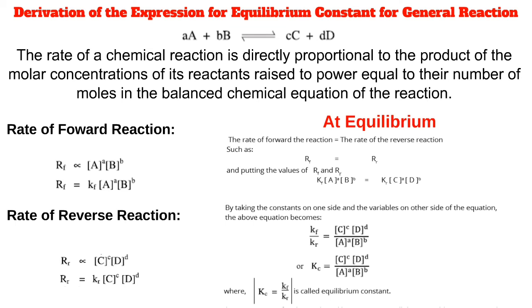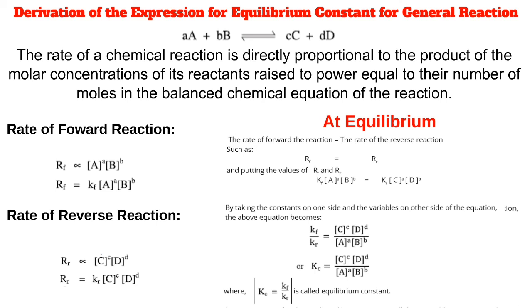On rearranging the above equation, we take the constant variables on one side and the reactants and products on the other side. We will get Kf by Kr is equals to product of products divided by product of reactants. And we have studied previously that Kf by Kr is equals to Kc, which is known as equilibrium constant. In other words, we can say that equilibrium constant is the ratio of the product of products to the product of the reactants taking place in a balanced chemical equation.